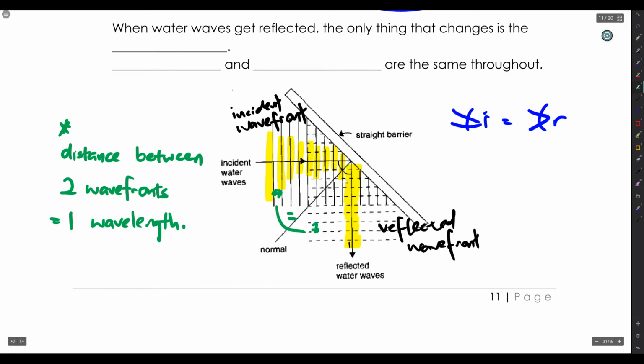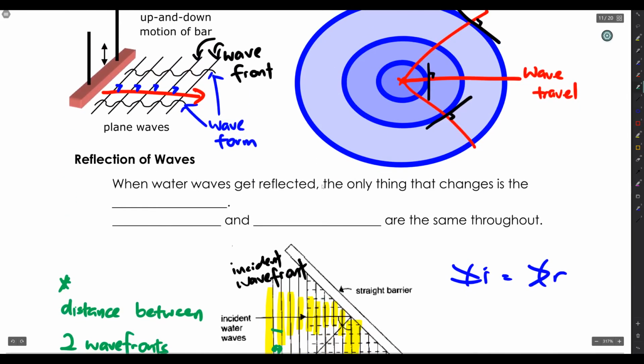Okay, and reflecting does not change the wavelength. Obviously, right? Reflecting can't change the wavelength. In fact, reflecting doesn't even change the speed or the frequency. So what happens is that the distance between two wavefronts must be the same. It will still be one wavelength. If you use your ruler to measure, if this happens to be 1 cm, this must also be 1 cm. So when water waves get reflected, the only thing that changes is the direction.